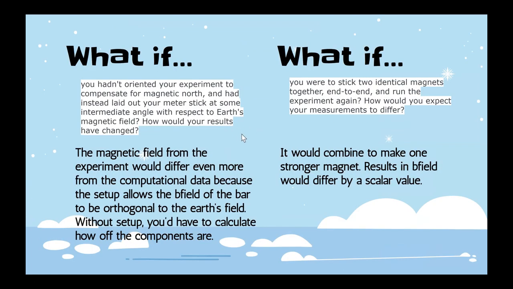So what if you hadn't oriented your experiment to compensate for the magnetic north and had instead laid out your meter stick at some intermediate angle with respect to Earth's magnetic field? So the magnetic field from the experiment would differ even more from the computational data because the setup allows the magnetic field of the bar to be orthogonal to the Earth's field, which is what we're looking for. So without that setup, you'd have to calculate how off the components are and account for that.